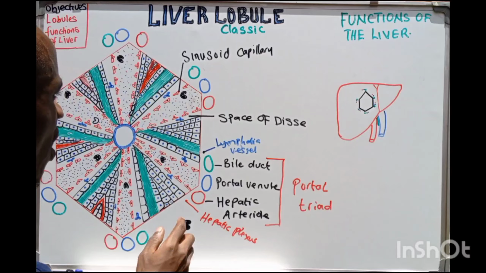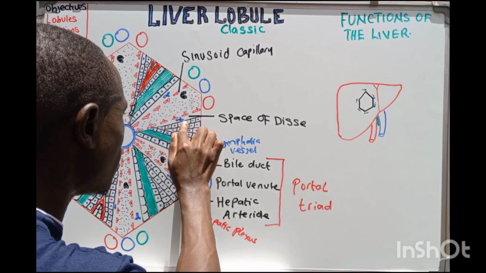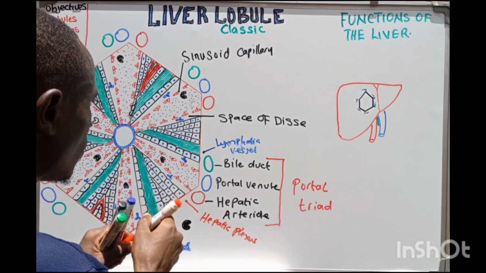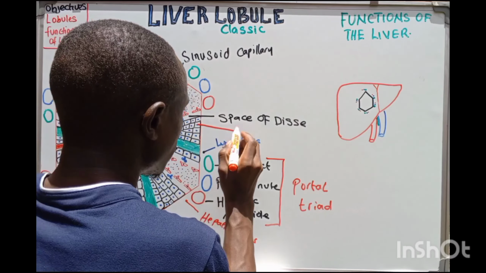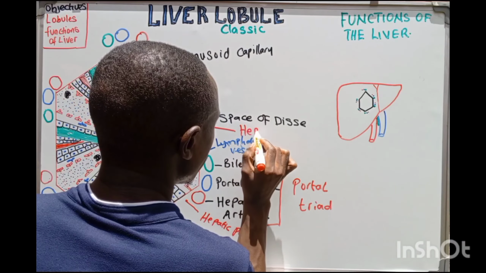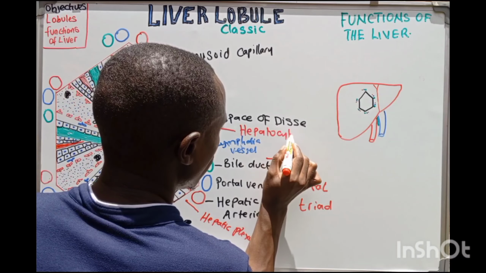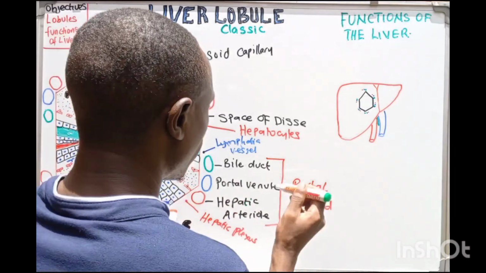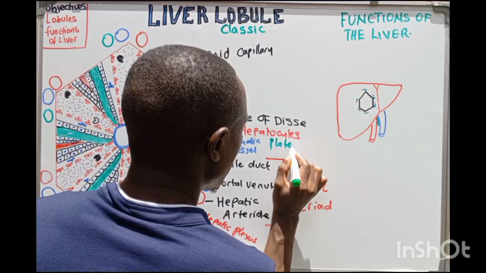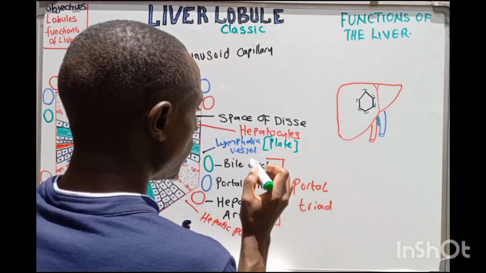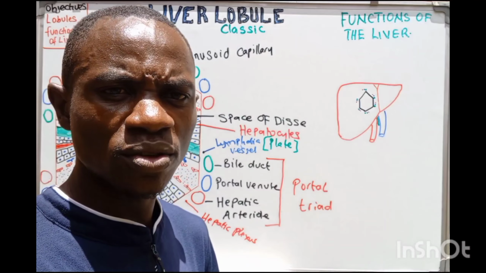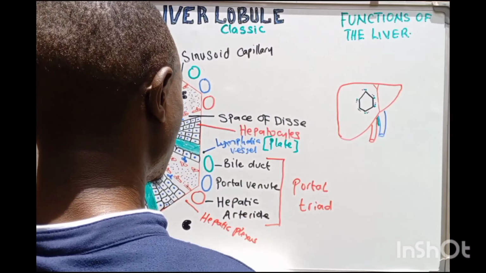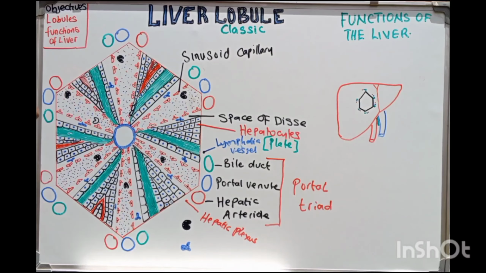Okay. So now I also have these cells which are arranged like a plate. You know how these cells are called? These cells here are what we call the hepatocytes, and these hepatocytes are going to be arranged in a plate form. All the functions of the liver are going to be taking place in these cells we are calling the hepatocytes. Super important.